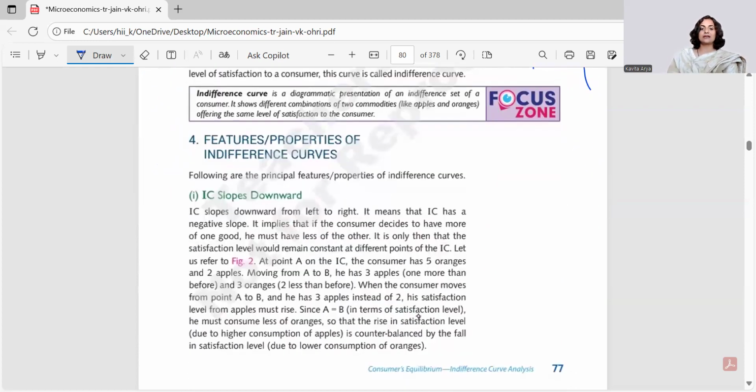So after this discussion, let's understand what is indifference curve. It's a diagrammatic presentation of an indifference set of a consumer, right? A consumer has got a number of combinations for which he is just indifferent, right? It shows different combinations of two goods like apple and oranges here, right? Offering the same level of satisfaction to the consumer within the same money income, right? So again, the next topic is again very prospective, potential, and is expected in the papers.